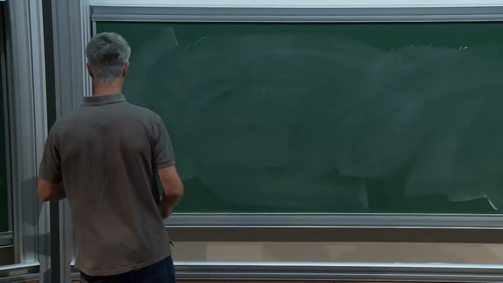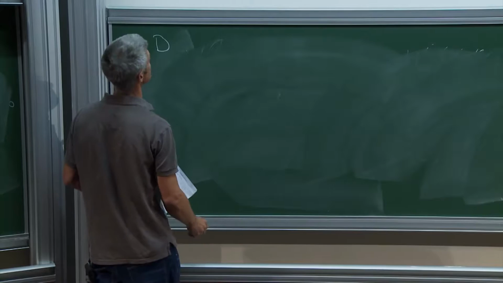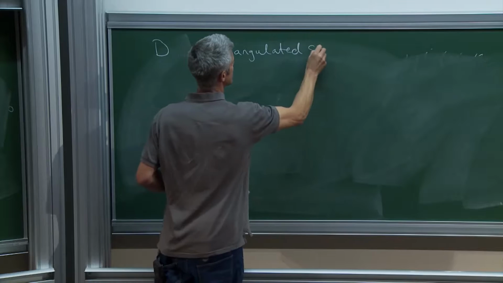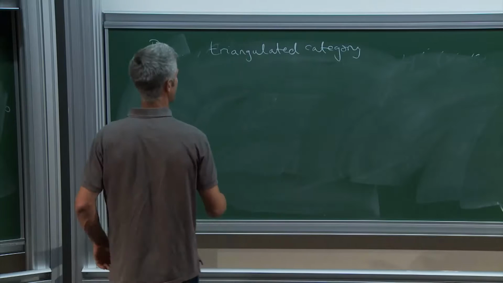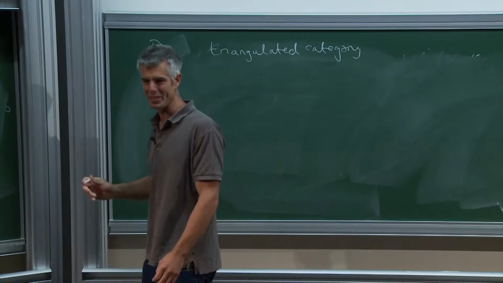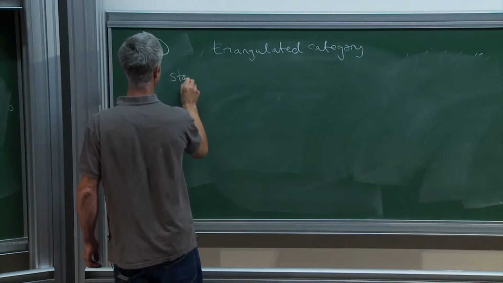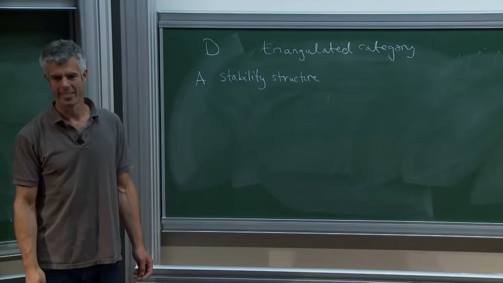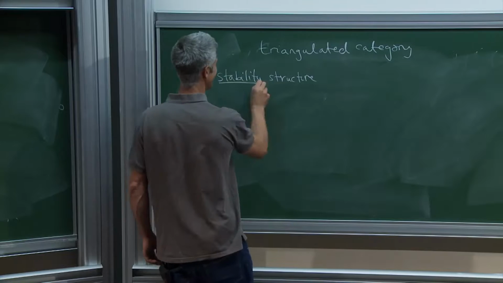So D, I should maybe start with the outside one. Whatever, it doesn't matter. OK, so D is going to be some triangulated category. And I'm going to try and remember to call these things stability structures in Maxime's presence, because you don't like the term stability condition. It also has to do with if you've got variation of stability structures or variation of conditions. Yeah, not so good. OK. All right.